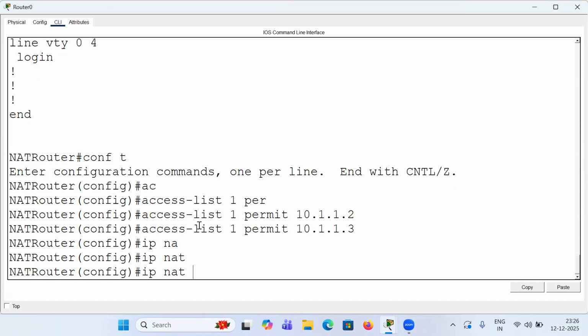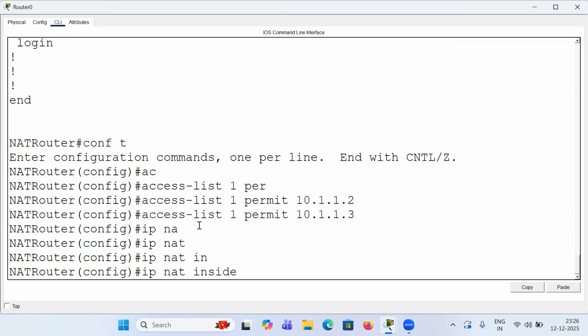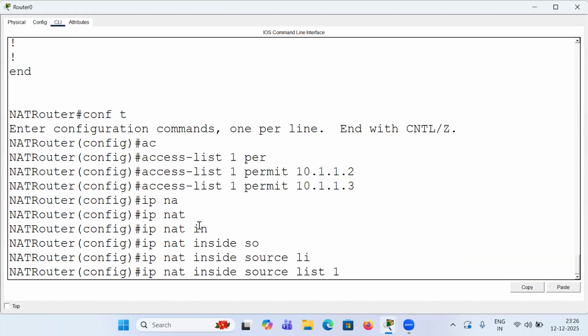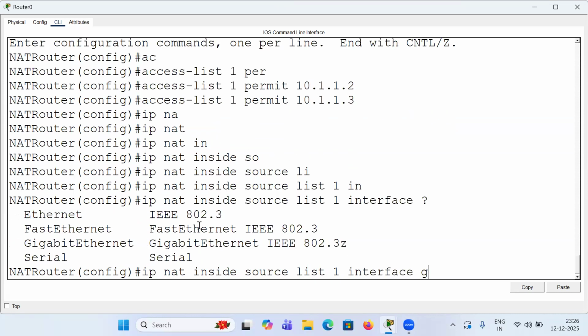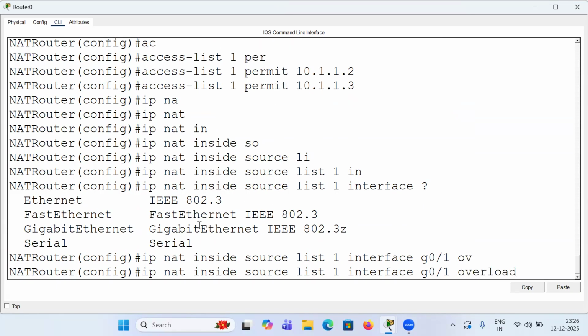And now enter the command to enable NAT: ip nat inside source list 1 interface G0/1 overload.